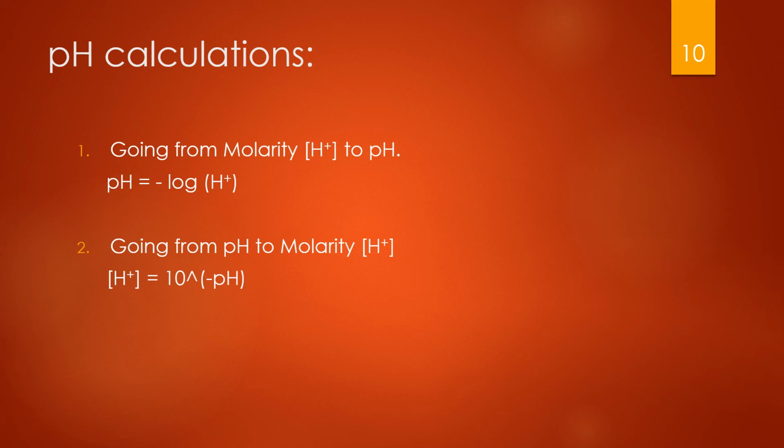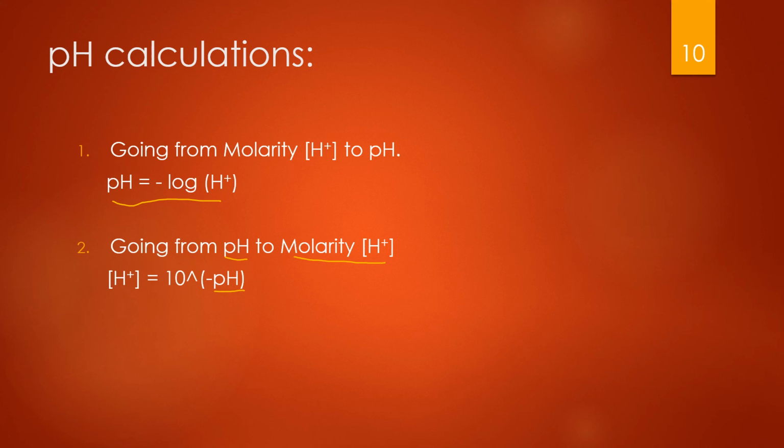So number 1 here shows how we're going from molarity, or concentration, of the H+ ions to pH. So this was the equation that we saw on the previous slide. Well, as you know, we also like to do reverse. So the reverse of this would be calculating the concentration of the H+ ions based off of the pH. So to do this, we're going to be taking the pH and raising 10 to the power of it.